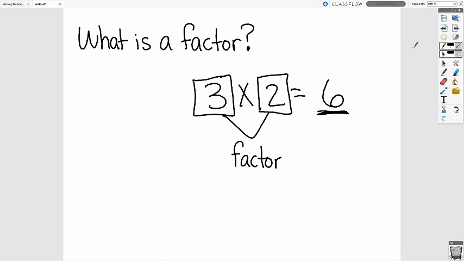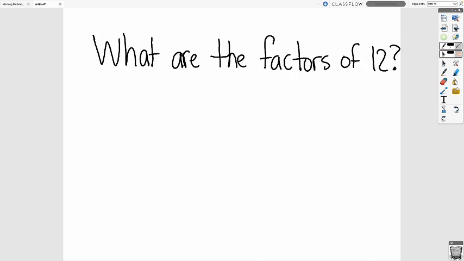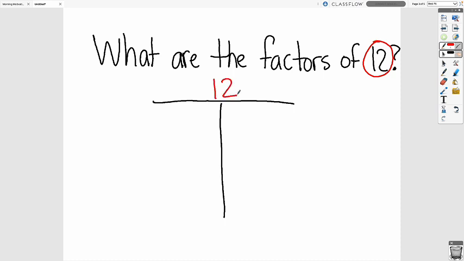The question that we're looking at, like on your test, you may see a question that says, what are the factors of 12? Again, going back to that T, you're going to start by writing that big letter T, and whatever the number is that you have to determine the factors of, you are going to write that number on the top. So in this case, we are determining the factors for the number 12. So that 12 is going to go on top of that T chart.